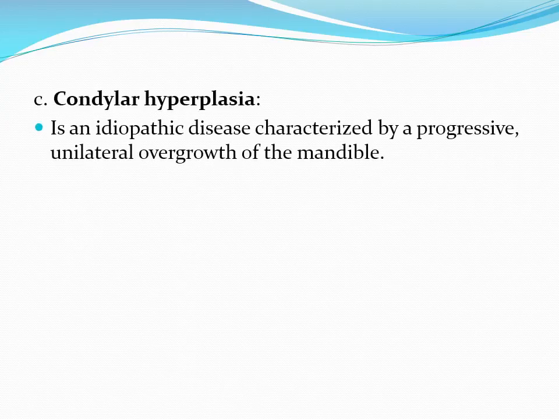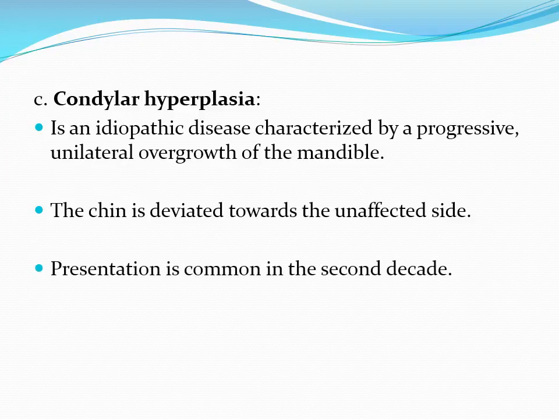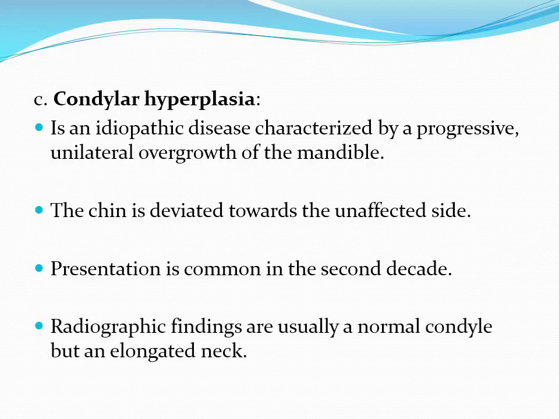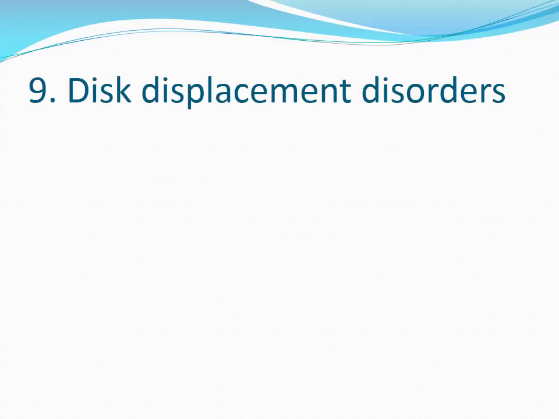Condylar hyperplasia is an idiopathic disease characterized by a progressive lateral growth of the mandible, and the chin is deviated towards the unaffected side. Presentation is usually in the second decade of life, and recorded findings are usually a normal condyle but an elongated neck. But sometimes we just see that the condyle around that area is enlarged, and treatment depends on whether the condyle is subject to disc displacement.